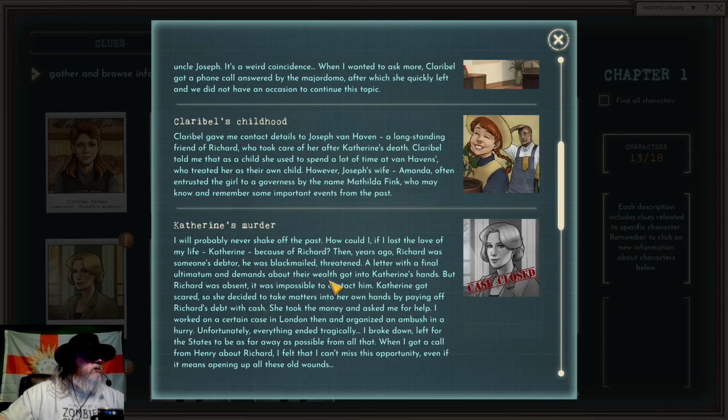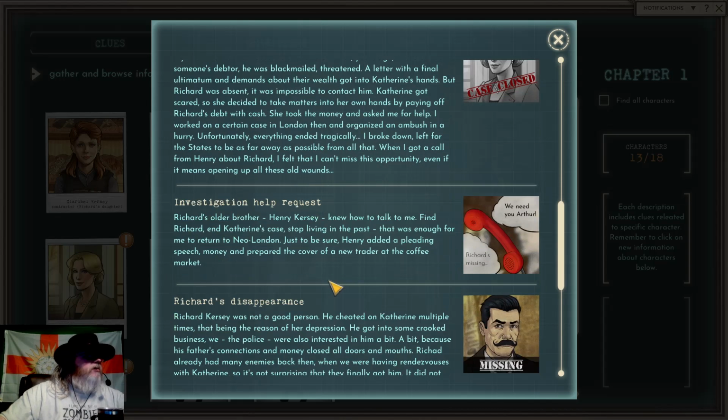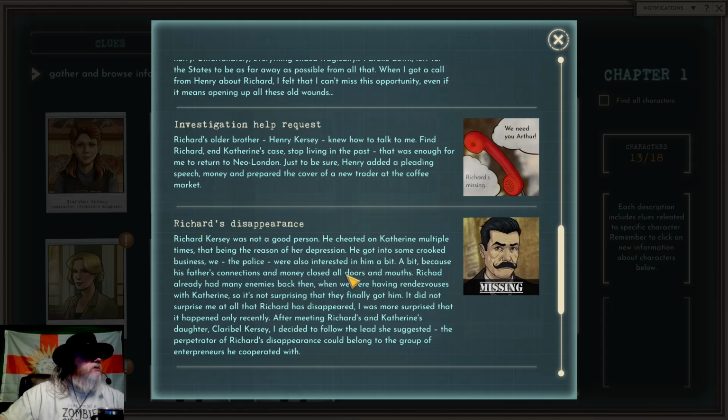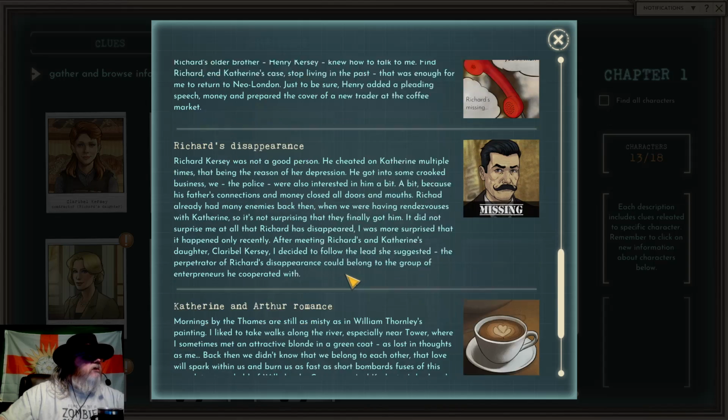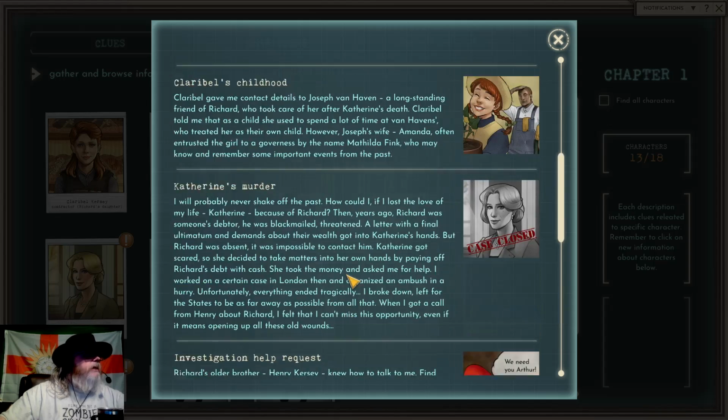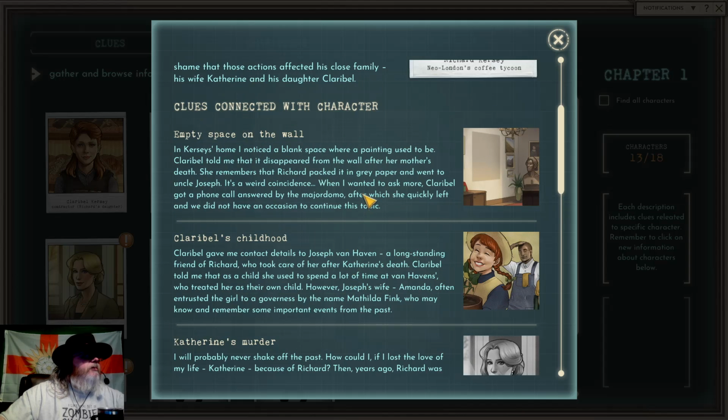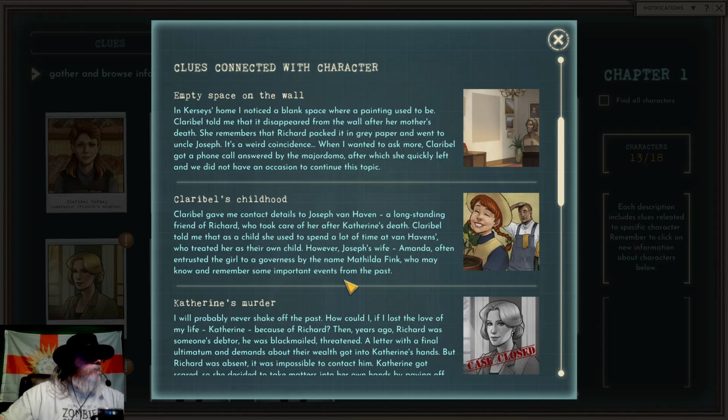Clarabelle's childhood and Catherine's murder. Investigation help request. Richard's disappearance. We've seen that one. Clarabelle gave me the contact details of Josie Van Halen, a long-standing friend of Richard, who took care of her after Catherine's death.